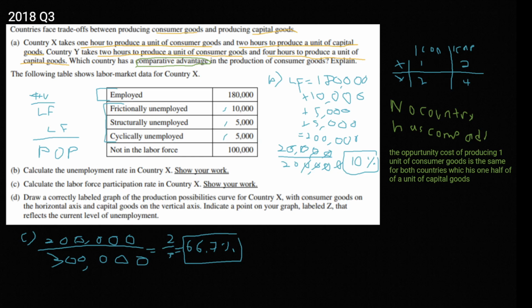Okay, so now we have question D. This is draw a correctly labeled production possibilities curve for country X with consumer goods on the horizontal axis and capital goods on the vertical axis. Okay, so we want consumer goods, and over here we have the capital goods.